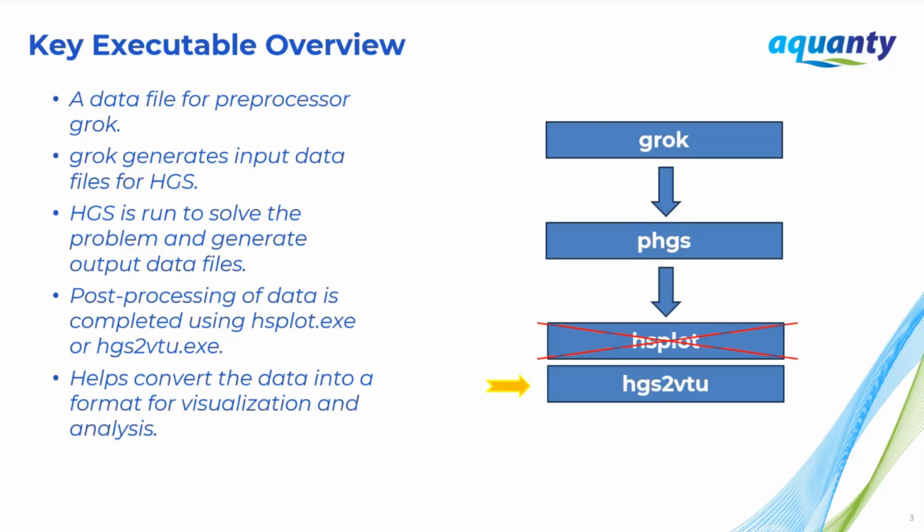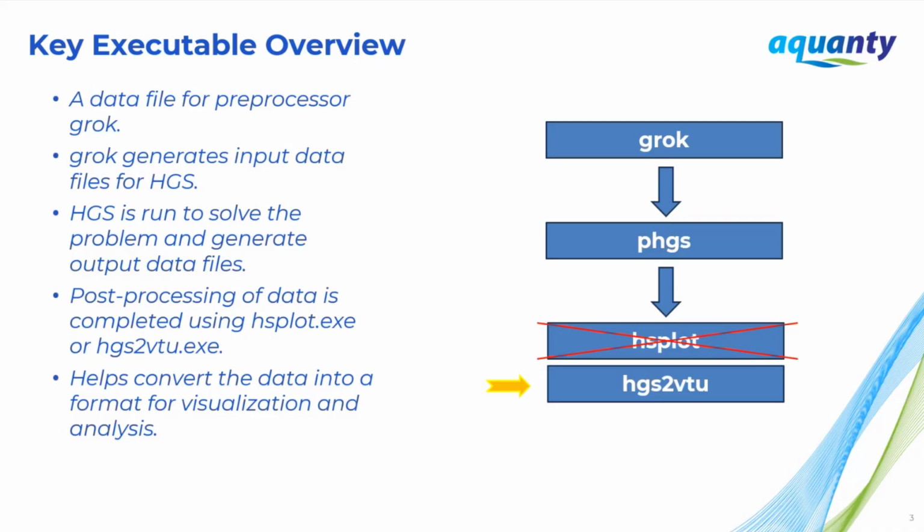In order to reformat those binary output files for visualization in some visual post-processing tool, whether that be TechPlot, ParaView, GIS, Earth Volumetric Studio, or any other kind of three-dimensional visualization program, we need to reformat those binary output files. Since the founding of Aquanty, really, and for over a decade now, the de facto post-processing utility for HGS outputs has been hsplot.exe. But we've been at Aquanty quietly working on a replacement called HGSVTU.exe.